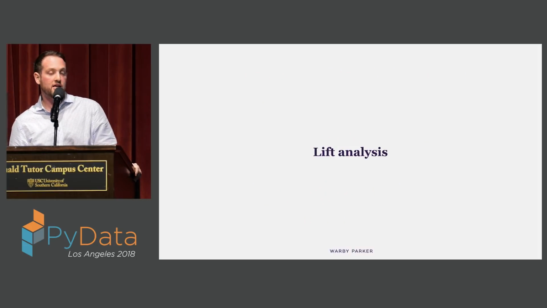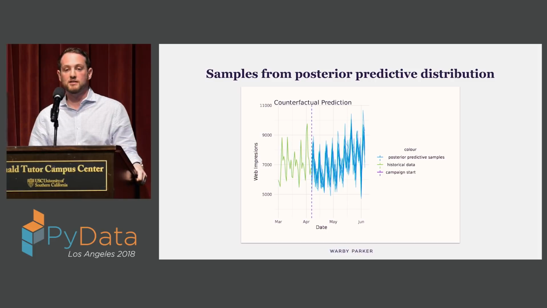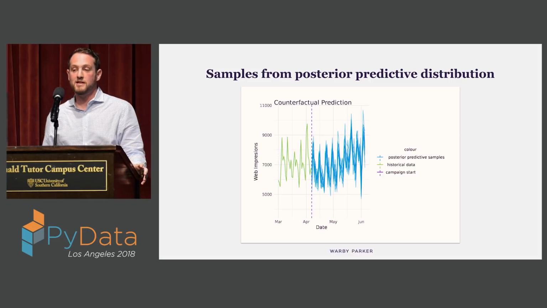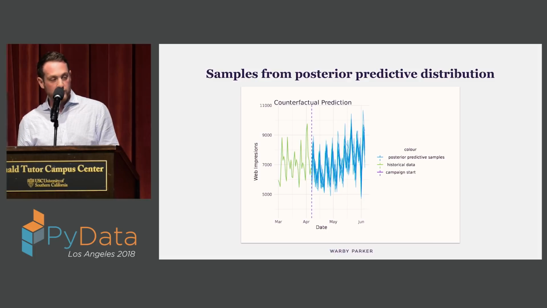So let's talk about how we can actually analyze that lift and try to quantify it. One really nice thing about using a Bayesian framework like Prophet is that it gives you samples from the posterior predictive distribution. The best way to think about this is that it's a probability distribution over possible futures, possible outcomes. These samples are really easy to work with to generate all kinds of summary statistics, and you can work with them empirically.